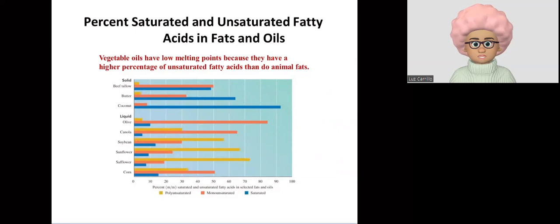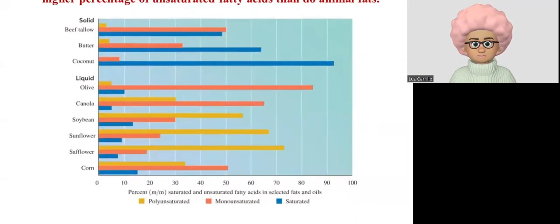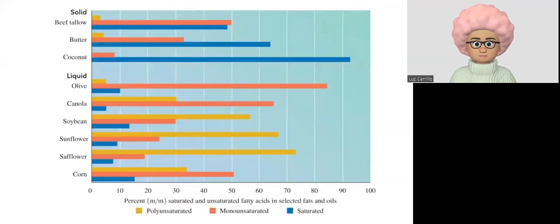As you can see in the red lettering, vegetable oils have low melting points because they have a higher percentage of unsaturated fatty acids compared to animal fats. Now, if we read the following bar graph, it's not a table, just a bar graph, we can see that we have two states of matter represented. We have the substances that are found as solids, and then we have the substances that are found as liquids.